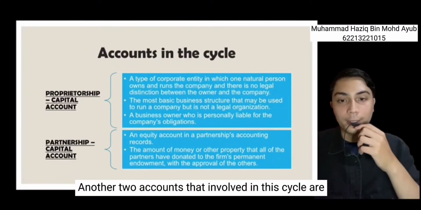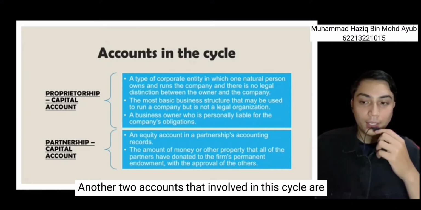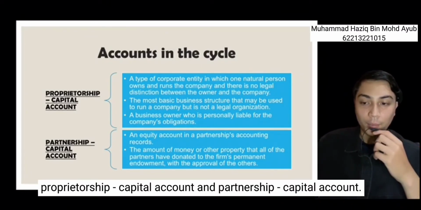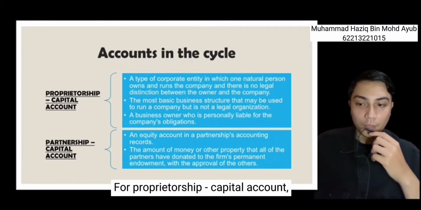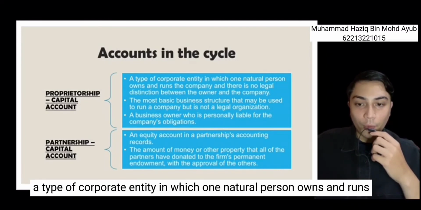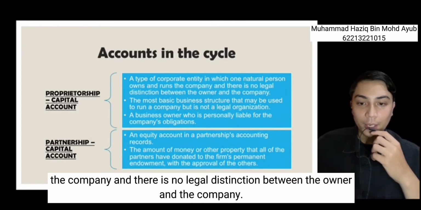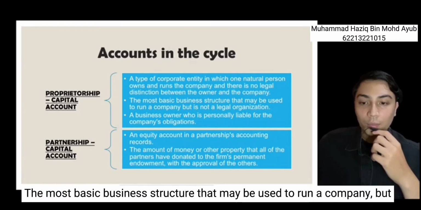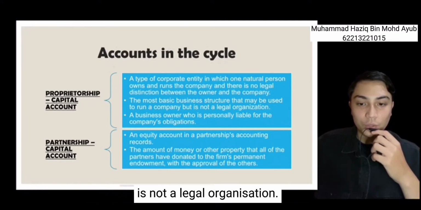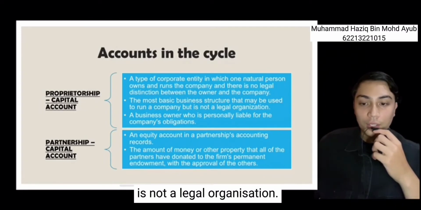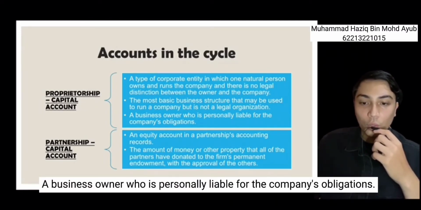Another two accounts involved in this cycle are the proprietorship capital account and the partnership capital account. A proprietorship is a type of corporate entity in which one natural person owns and runs the company, and there is no legal distinction between the owner and the company. It is the most basic business structure that may be used to run a company, but it is not a legal organization. The business owner is personally liable for the company's obligations.